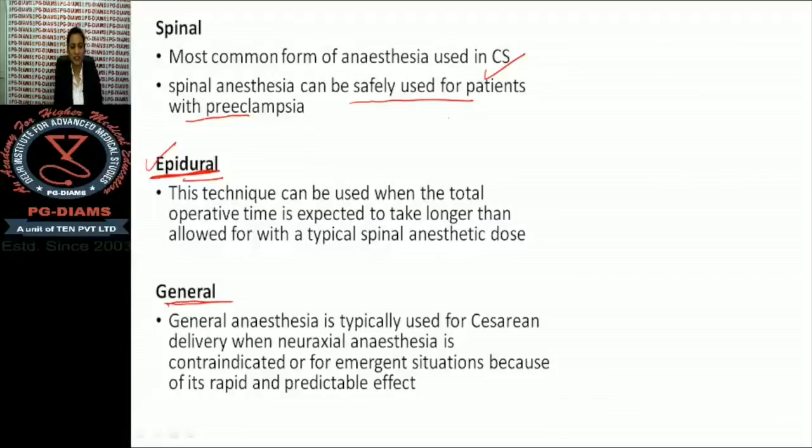So spinal basically takes a little time, and even to act, spinal anesthesia needs some time. While induction in general anesthesia is very fast. So when you need a very fast cesarean section, when you have to deliver the baby very fast for the mother's or the baby's health, then you give general anesthesia.